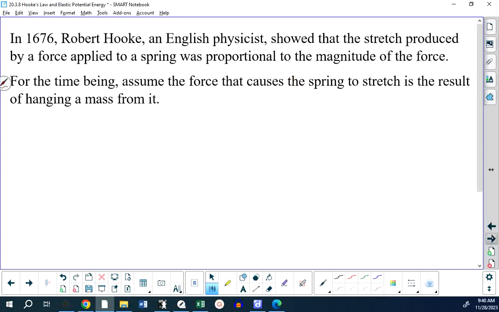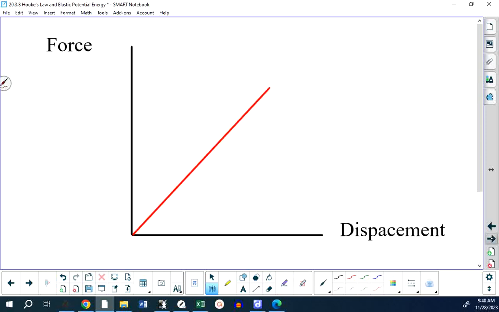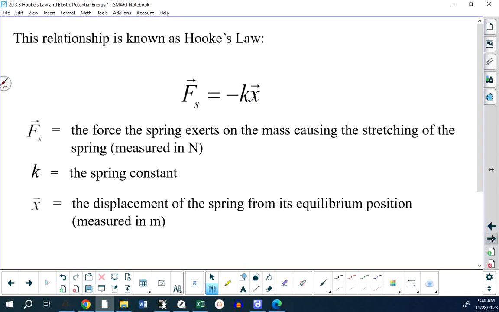And again, it's so much easier for me to talk about the force being applied to the spring as being the force of gravity of an object hanging on a spring. Although it doesn't have to be. It can be a horizontal spring that's oscillating or that has some mass on it. So this is what Hooke's law is saying. We use symbols for this, but this is the idea.